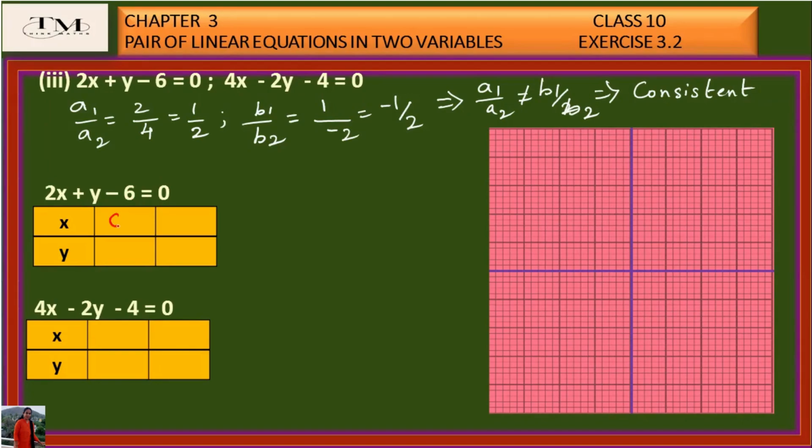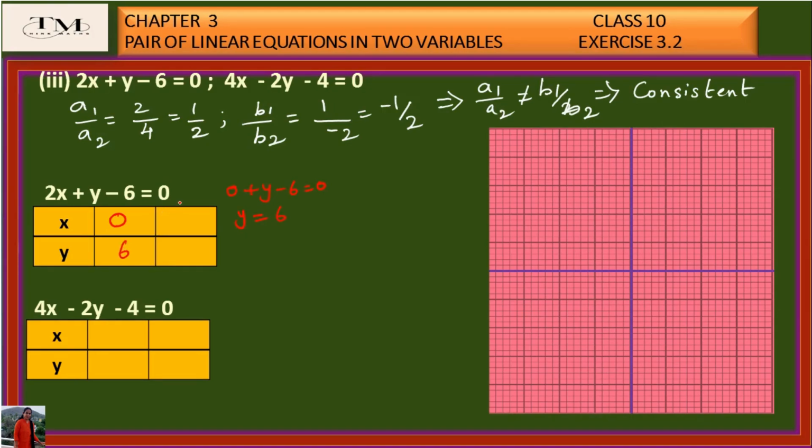So I am taking x is equal to 0. If we substitute x is equal to 0 here, 0 plus y minus 6 equal to 0. Keeping y here, 0 plus will not make any change. So minus 6, when it goes to the other side, will be 6. So y will be 6.